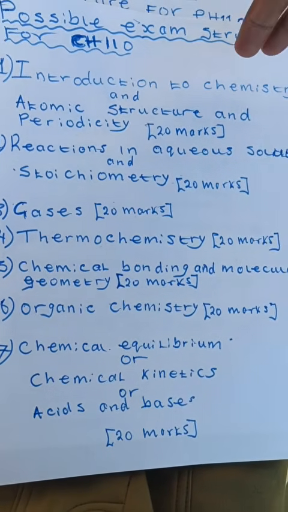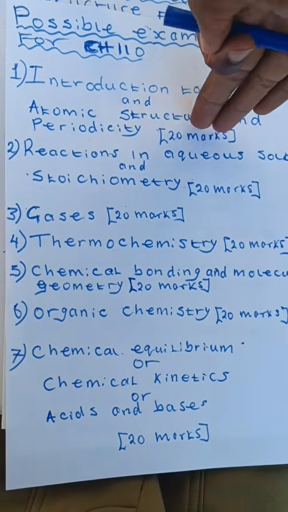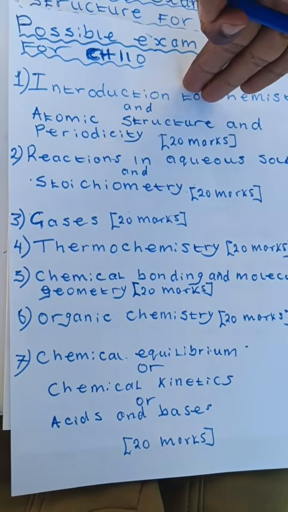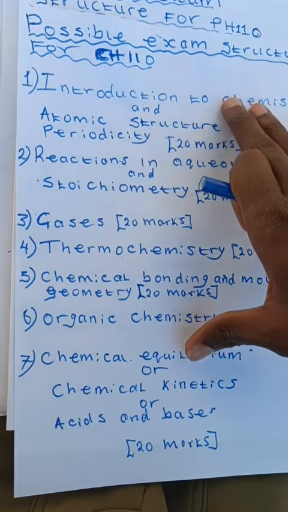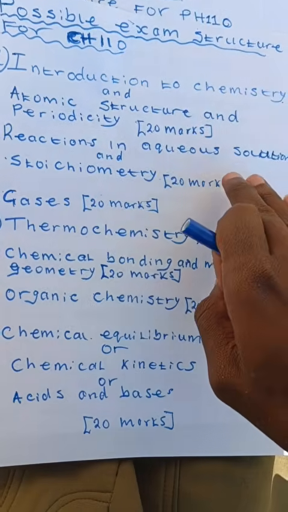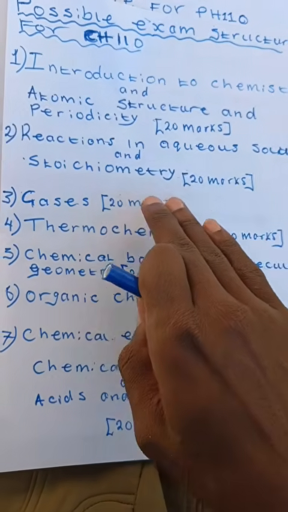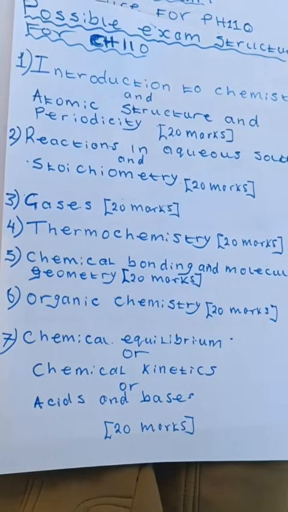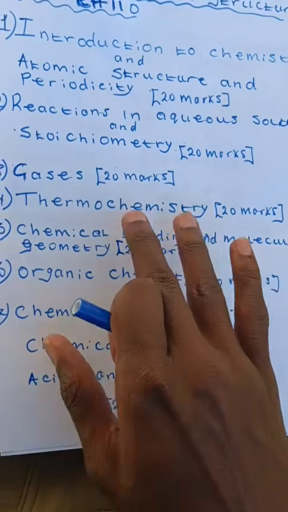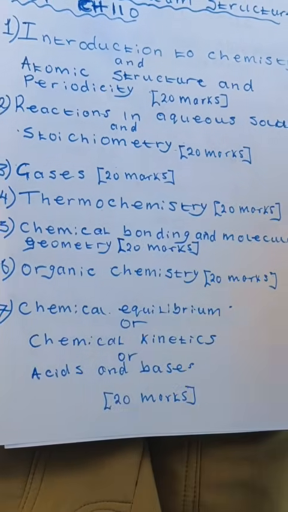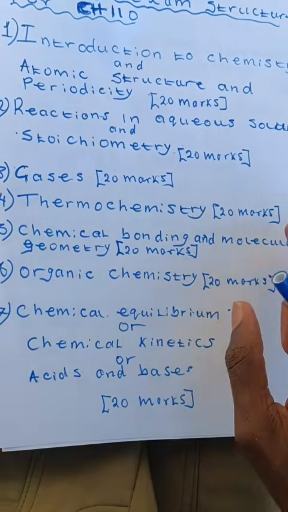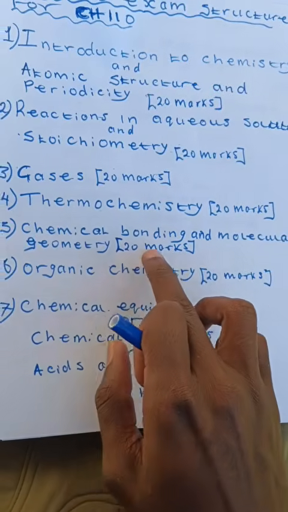So introduction, they pair it with atomic structure. This is funny. A term 1 topic, they pair it with a term 2 topic, atomic structure and periodicity. Reactions in aqueous, they like pairing it with stoichiometry. Gases usually comes alone because it's bulk. Here, thermochemistry also, because it's bulk, it comes alone. Chemical bonding, these two, they like combining them.